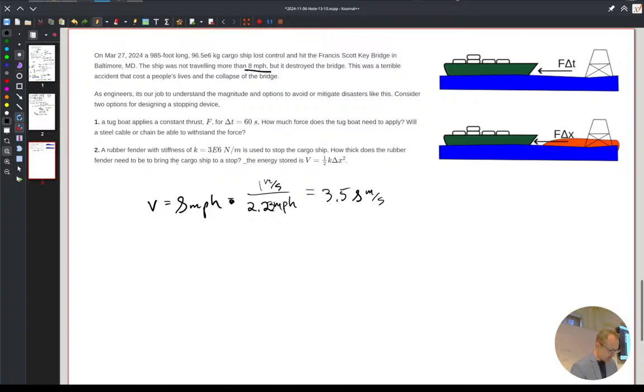So first question is, let's say you send a tugboat out there and it's going to apply thrust. How do we set that one up? We want to know how long to apply an average thrust to this thing to bring it to a stop.